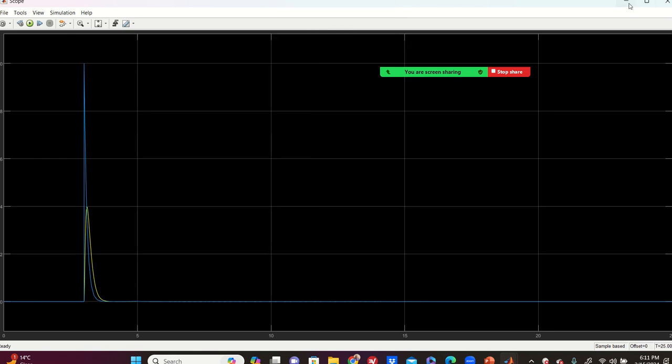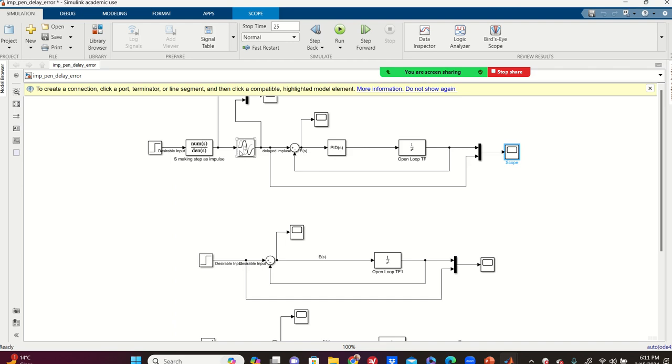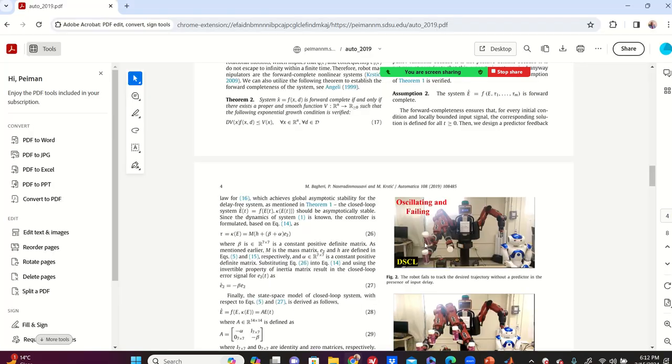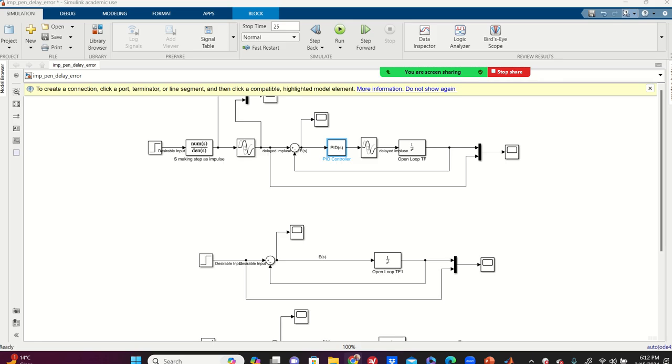Now, guys, if I put the delay after the controller here, in the actuator, this is the actuator. Controller means actuator in robotic systems. We have the motor here, motor here, motor here, motor here. So we assume that there is an actuation delay in the controller. So if I run this again after the actuator, see what you're gonna see.